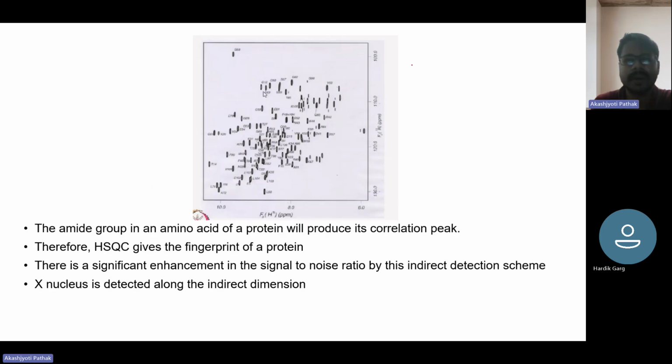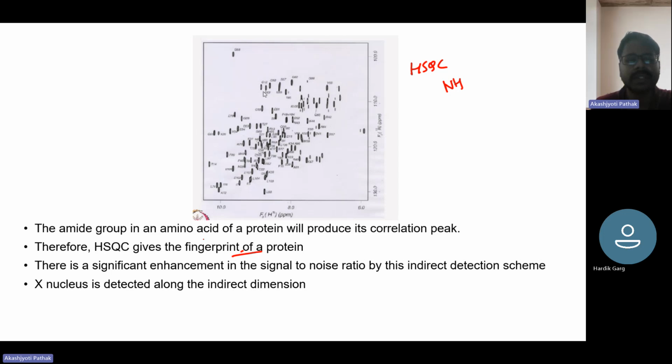Okay, so this is the HSQC spectrum for a protein. For a protein you have these amide protons. The CONH peptide bond will have these amide protons, and each amide proton in an amino acid will give you an individual peak in an HSQC spectrum. Only proline does not have an NH amide proton, while all other amino acids will give you a peak. That is why HSQC gives us the fingerprint of a protein.